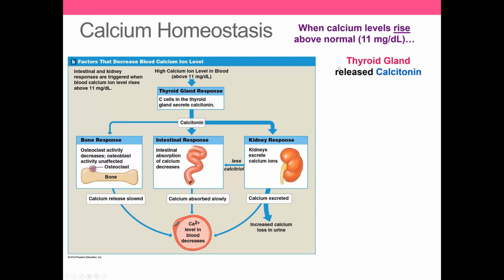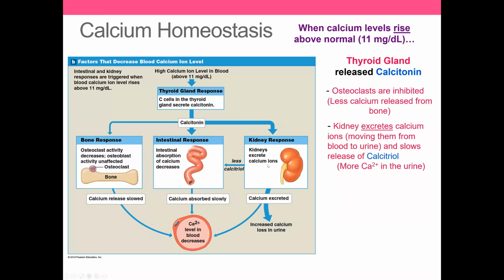This time, the thyroid gland is going to release a hormone called calcitonin. Calcitonin is going to inhibit osteoclasts, so it's going to slow down those osteoclasts, which means less calcium is released from the bone. The osteoblasts are still working as normal, so they may even be putting some of the calcium back in the bone, but we're stopping the osteoclasts from releasing the calcium.